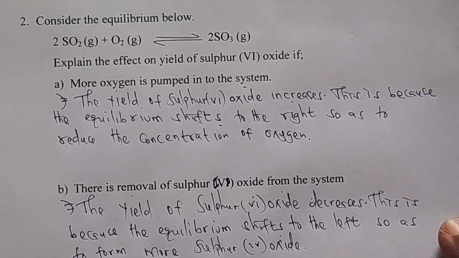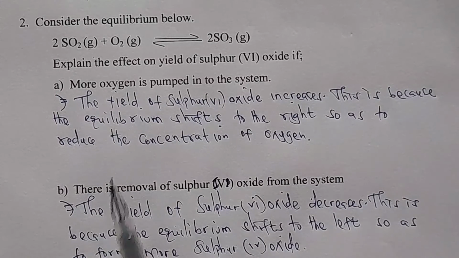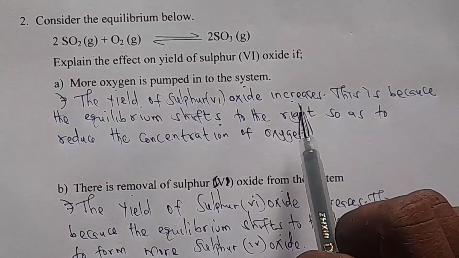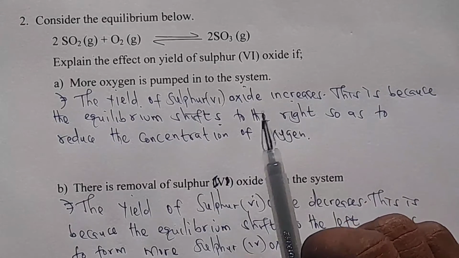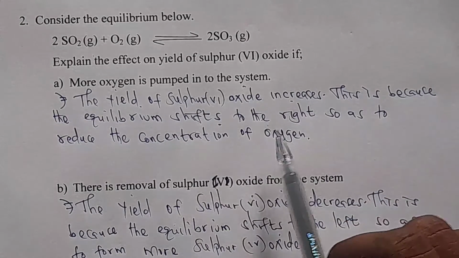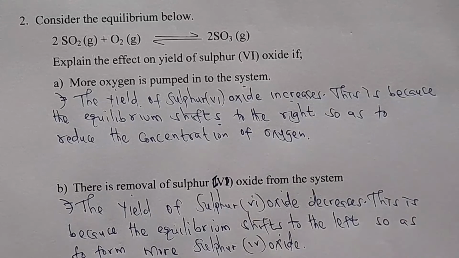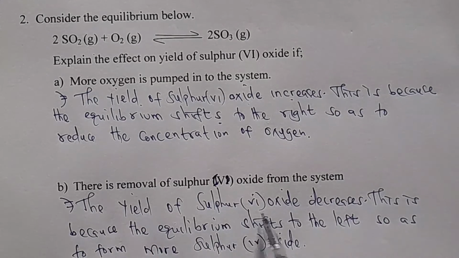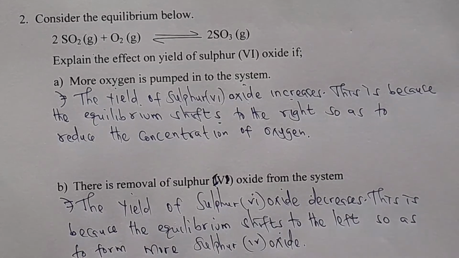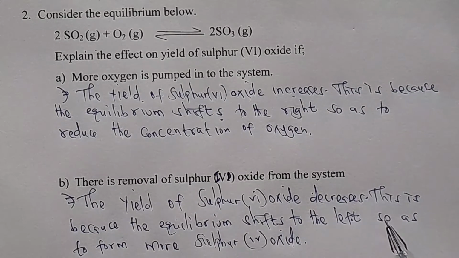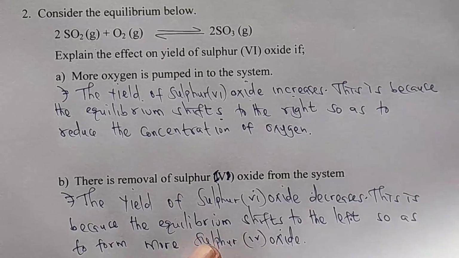Instead, if you don't want to say it like that, you can say the yield of sulfur(VI) oxide increases. Why? This is because the equilibrium shifts to the right, hence forward direction is favored. Then you stop your answer there. And for this one, you say the yield of sulfur(VI) oxide decreases. Reason, this is because the equilibrium shifts to the left, hence backward direction is favored. Then that will be your correct answer if you want to shorten it.